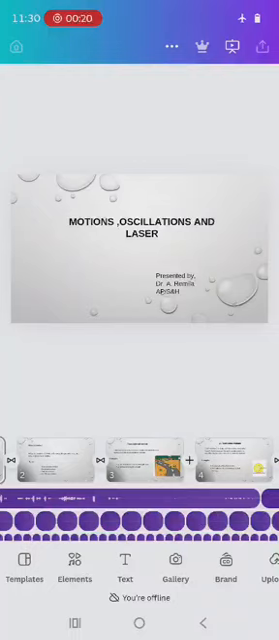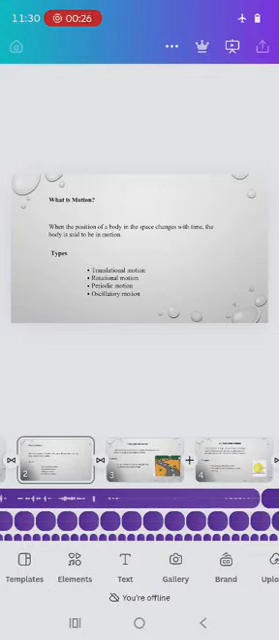Now we discuss the topics: motion, oscillations and lasers. First of all, I explain about motion and its types. Next, I am going to explain about oscillations and its types. Finally, the laser. Okay, what is motion?